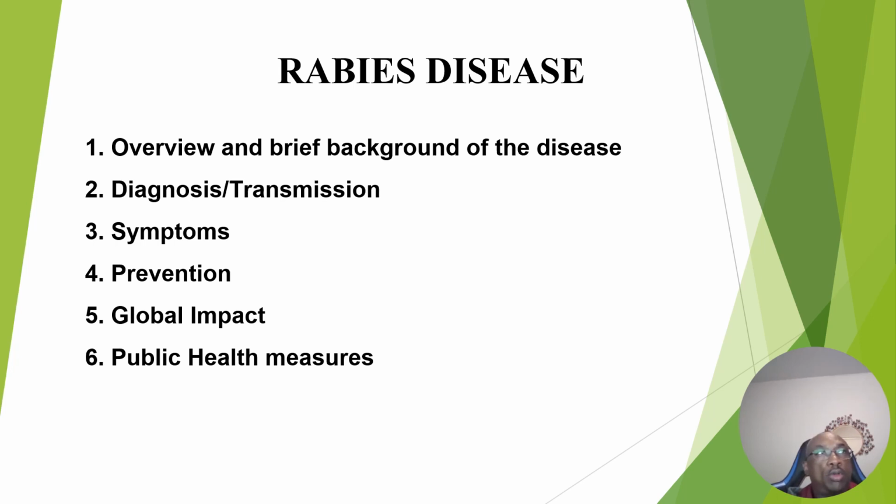Today we're going to talk about rabies. We're going to go through 6 steps. The first step is an overview and background of the disease. The second step is the diagnosis and transmission. Third step is symptoms. Fourth is prevention. Fifth is global impact. And the sixth and last slide will be on the public health measures.